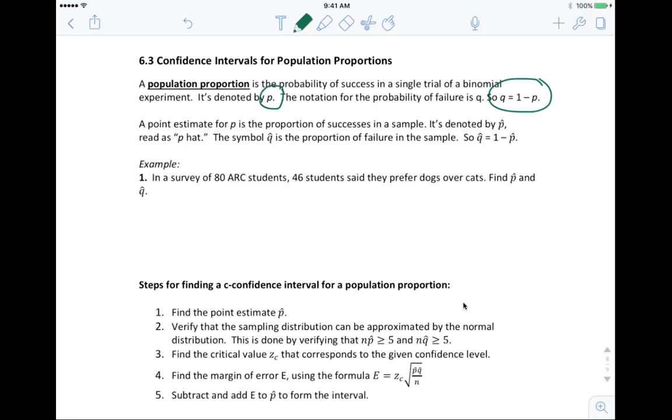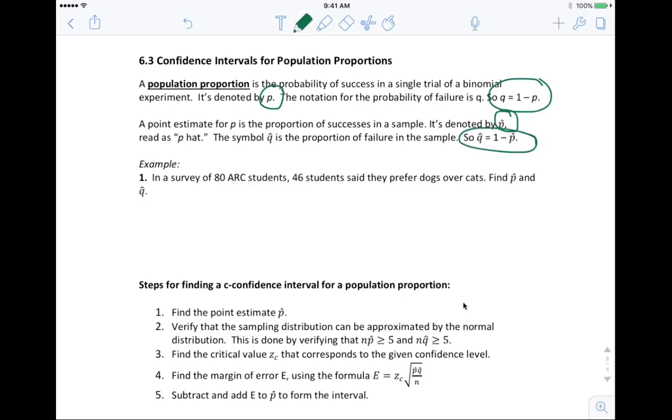We also have P hat and Q hat. Okay, so here's where it starts getting kind of crazy. P hat is for a sample proportion, and then Q hat is 1 minus P hat. Okay, so P is for population, P hat is for sample.